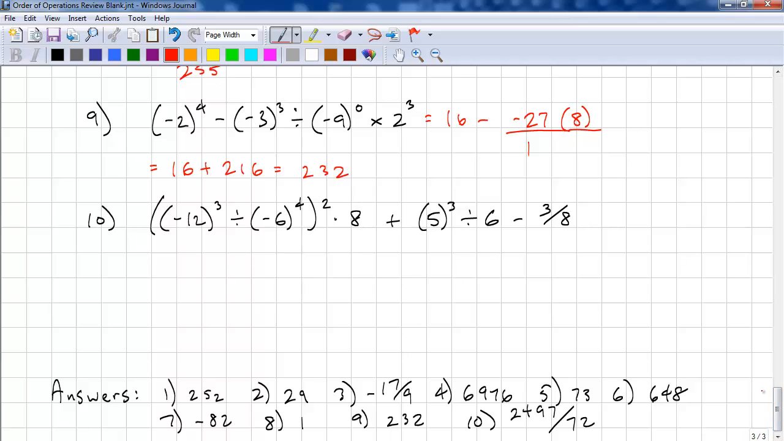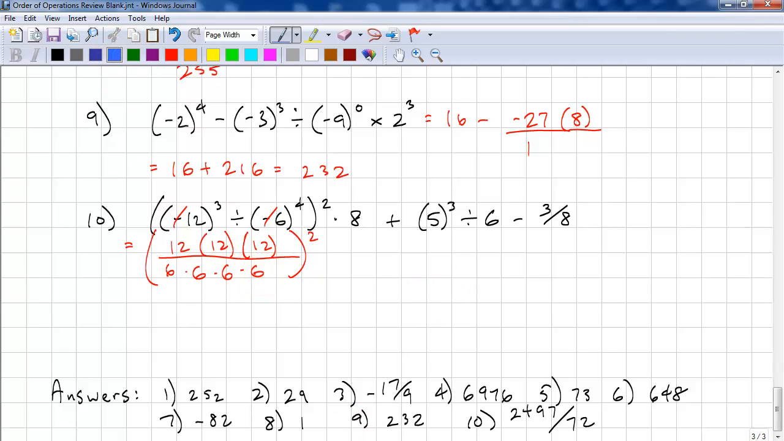Now the last one's a little bit tricky. And there's different ways to do this. You can choose whatever you want. But I'm going to do brackets, big brackets. We're going to count all the minus signs. There's 3 and there's another 4, so there's 7 minus signs. However, we're squaring this, so it's going to become positive, so we can just get rid of the minus signs. So we have 12, 12, 12, and this is all squared. And in the bottom we have 6, 6, 6, and 6.